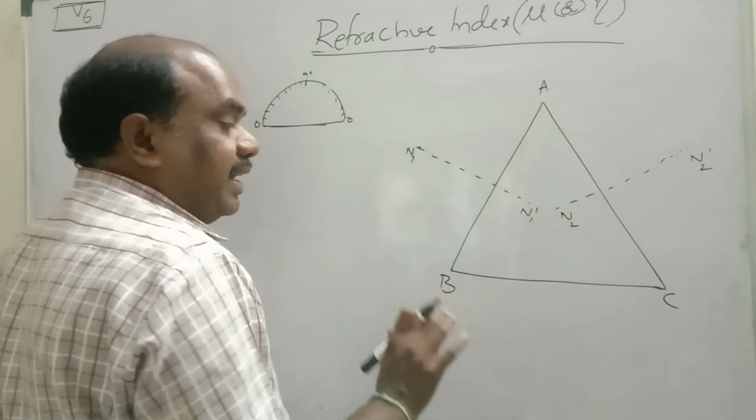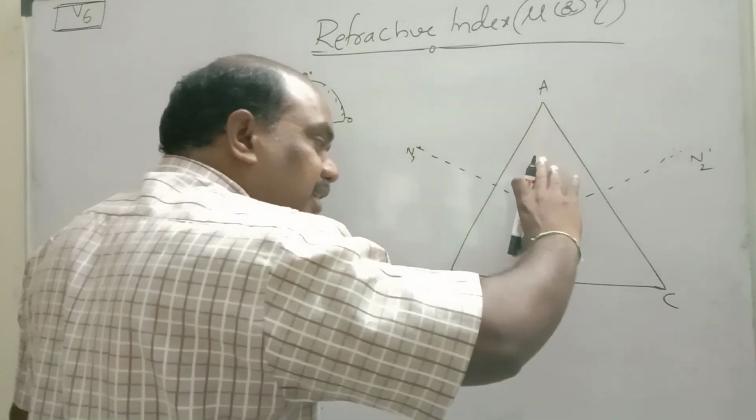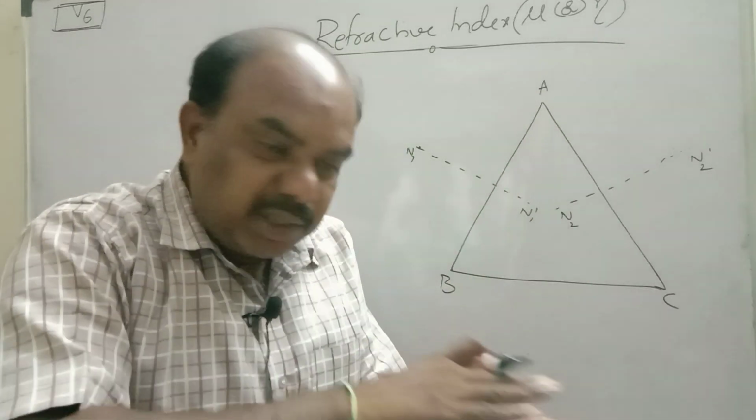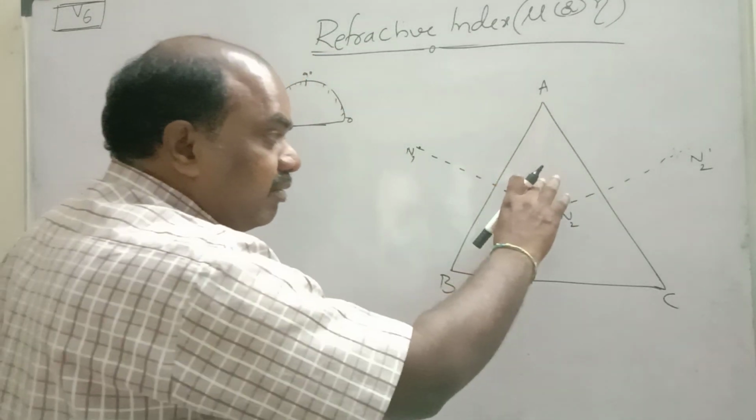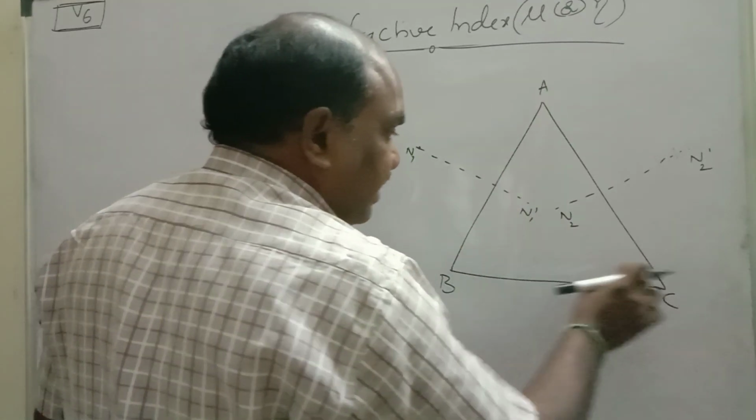Any doubt, children? Once again, take a prism, place it on the white paper. This white paper must be on the horizontal surface. Now trace it with the help of a pencil. You will get one triangle. Name the vertices as ABC.